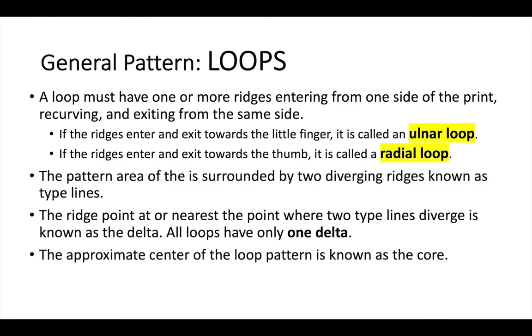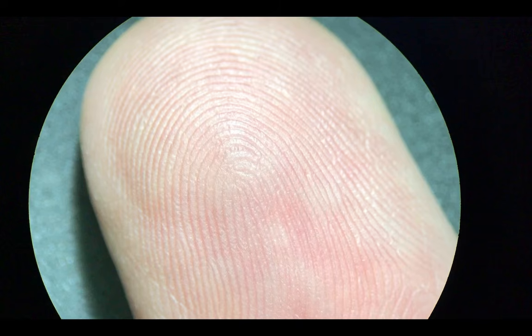Now, so again, if you can imagine now, if the ridge then enters and exits towards the little finger, it's called the ulnar loop because it's going towards that ulna bone. And we'll show you this here in just a second. The pattern area of the surrounding ridges that divert, those are called typelines. With loops, you have one delta and two typelines, as well as a core. Let's take a look here.